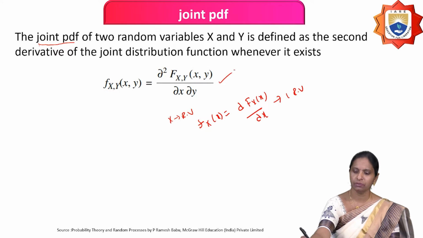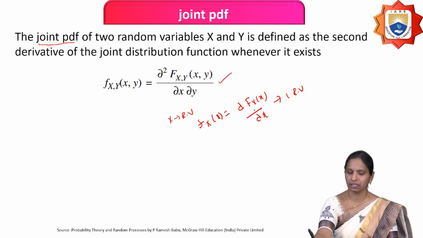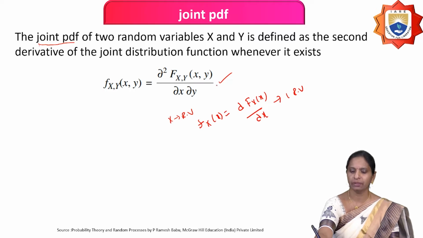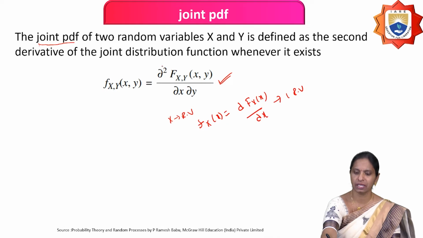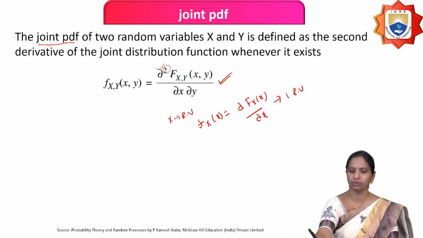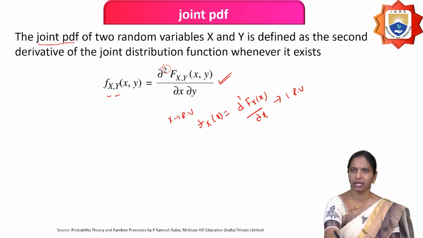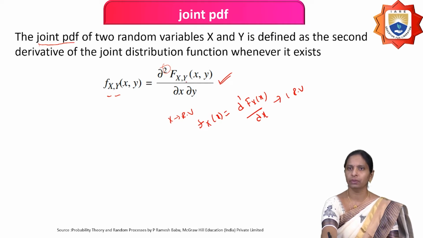What does it mean? For a single random variable, it is the first derivative of the distribution function. And for two random variables, the joint density function is nothing but the second derivative. This is of order 1 and this is of order 2. So for two random variables x and y, the joint density function is defined as the second derivative of the joint distribution function of those two random variables x and y.